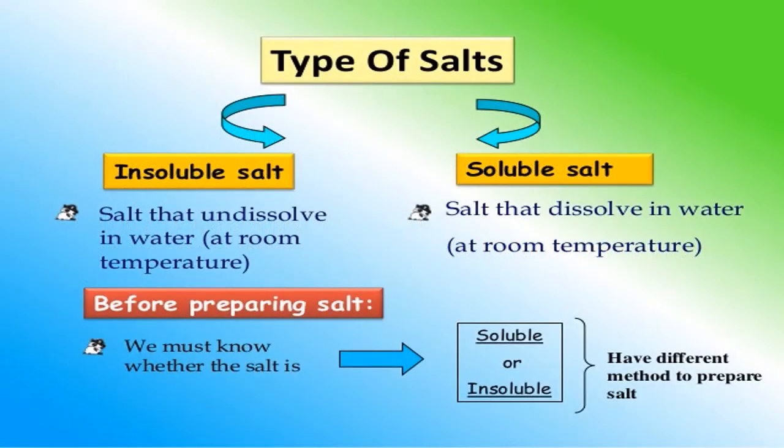Types of salts. Insoluble salt: salt that does not dissolve in water at room temperature. Soluble salt: salt that dissolves in water at room temperature. Before preparing the salt, we must know whether the salt is soluble or insoluble, because soluble and insoluble salts have different methods of preparation.